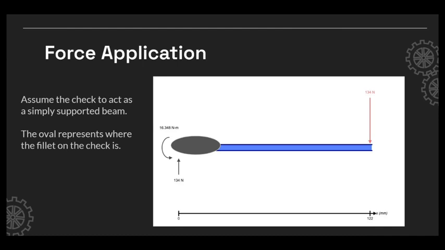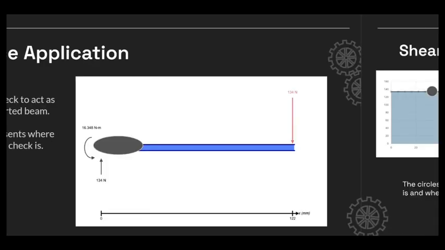In this analysis, we want to find the number of cycles it would take before the check fails due to fatigue. To represent the check, think of it as a cantilever beam. Shown to the right is a representation of the check, where force is loaded, and the location of a fillet, which we believe would be the highest point of stress.